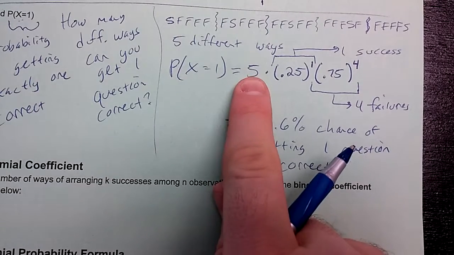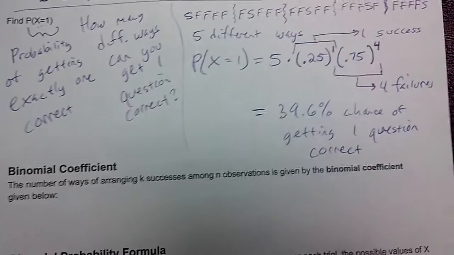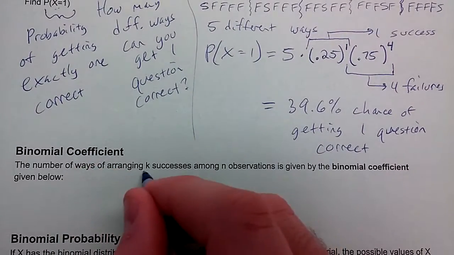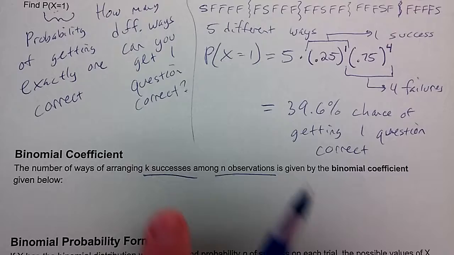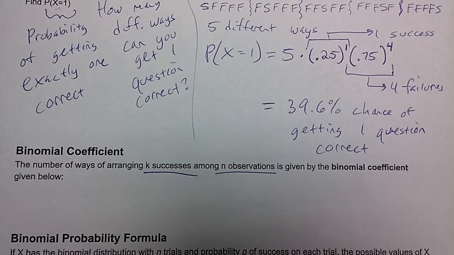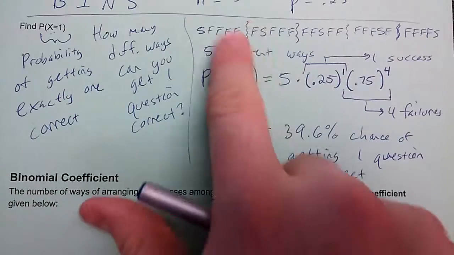Now, let's talk about this number here, this 5. Where does that come from? Well, it's actually called the binomial coefficient. It's the number of ways of arranging k successes among n observations. So k in this case was 1. How many different ways do we arrange 1 success out of 5? That's what we did up here.